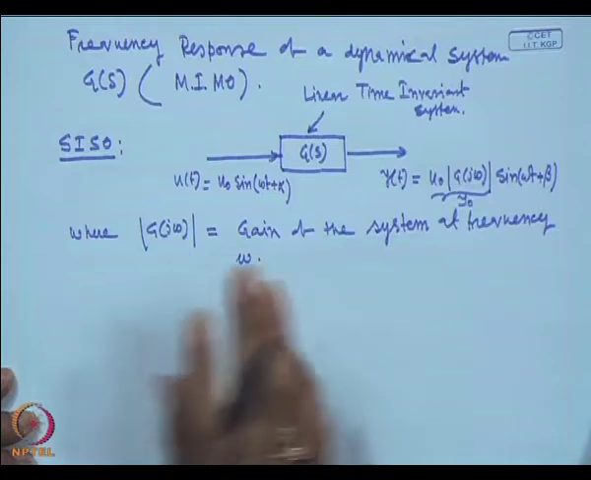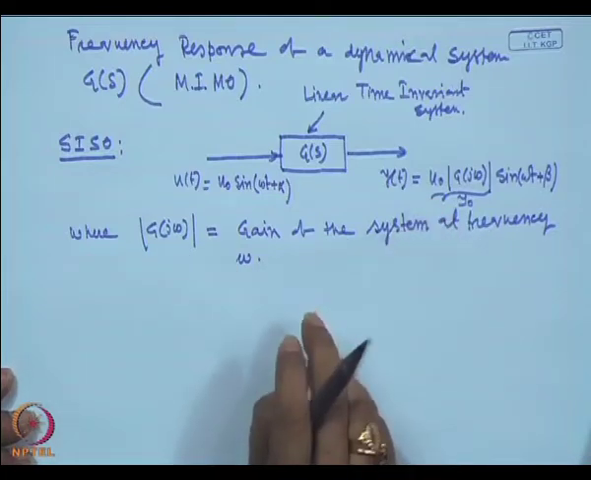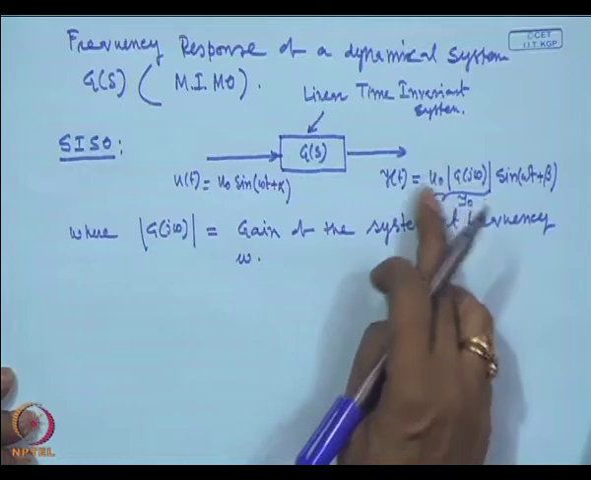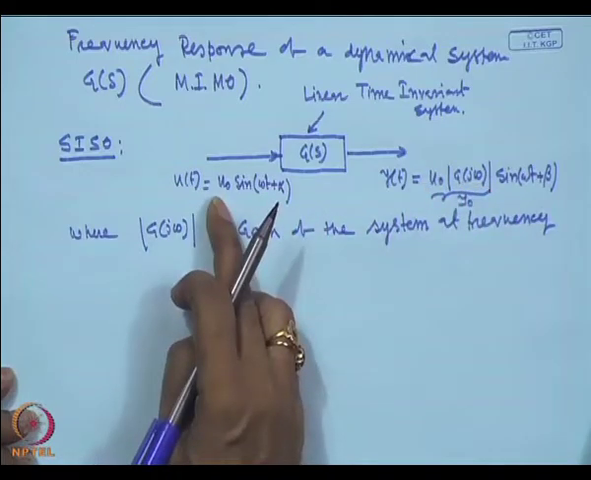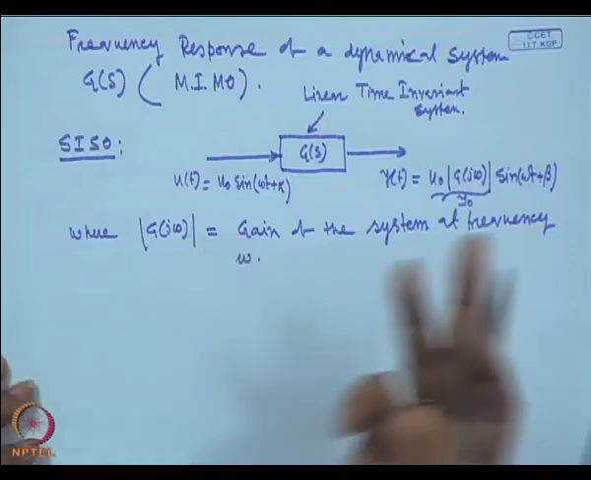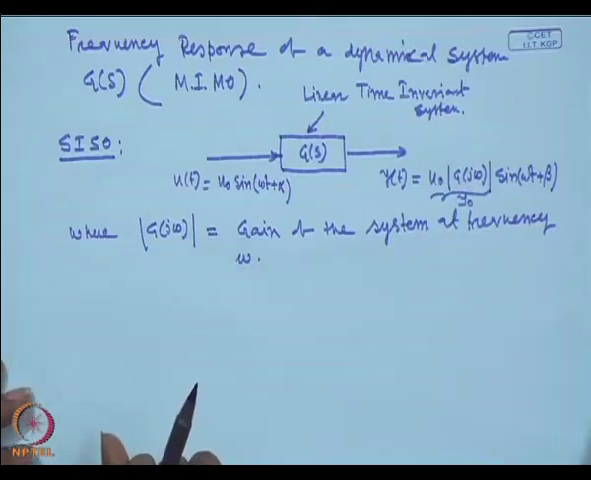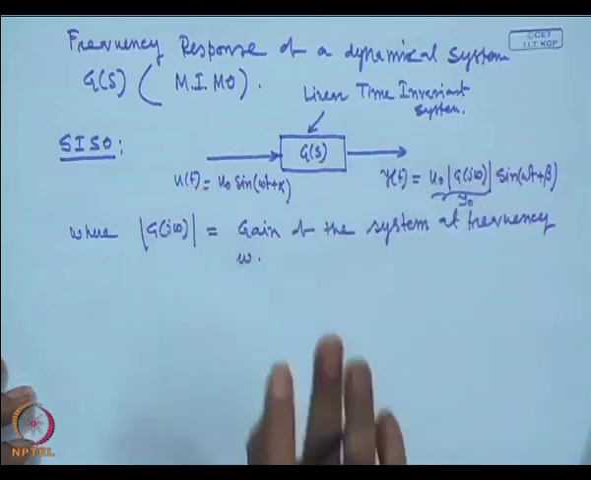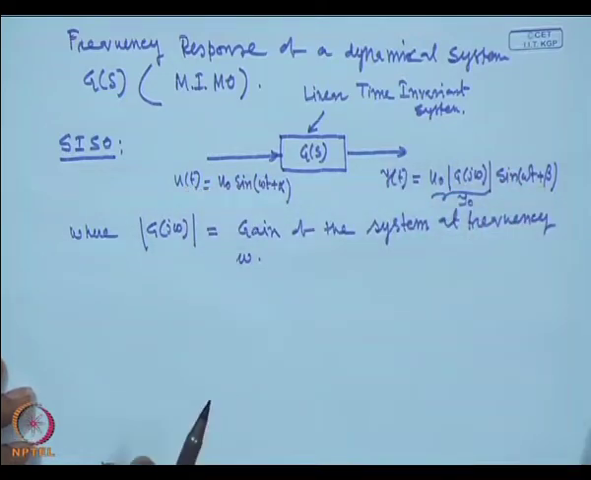So, the gain of the system does not depend on the input, because the output is u0 times |G(jω)| and the input is u0, constant. Whatever the input magnitude is changed to, the corresponding output magnitude will change. This is the property of linear systems. The frequency will remain the same, the input frequency; only the phase angle is changed.